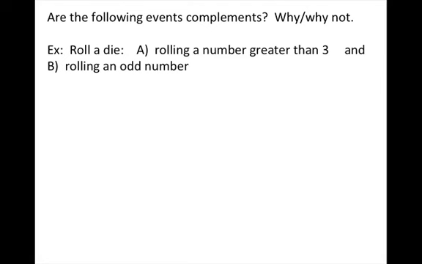Now let's look at some examples that are not complements. Let's say I roll a die and I roll a number greater than 3 and roll an odd number. Well, rolling a number greater than 3 means rolling a 4, a 5, or a 6. Rolling an odd number means rolling a 1, 3, or a 5. This example fails both conditions of my complements. First, I can notice when I list them that 5 is listed in each event. So it is possible to roll one die and it satisfy each event. That number is greater than 3 and it's an odd. So these are not complements.